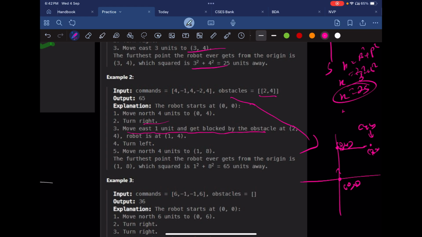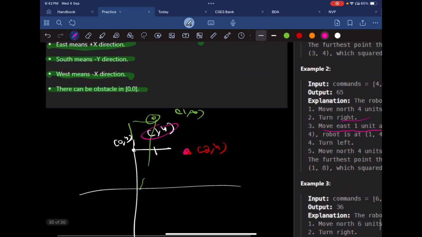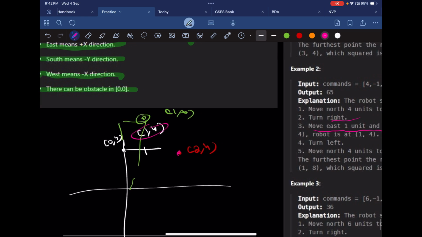So we will not go to (4, 4), we have an obstacle at (2, 4), so we will go to (1, 4). From 2, 1 will be subtracted, so we will go to (1, 4). So we have gone to (1, 4), and we have also made the diagram (1, 4), because at (2, 4) we have an obstacle.